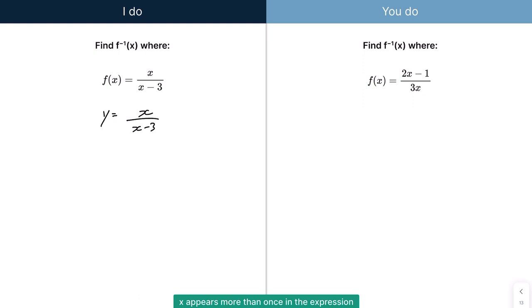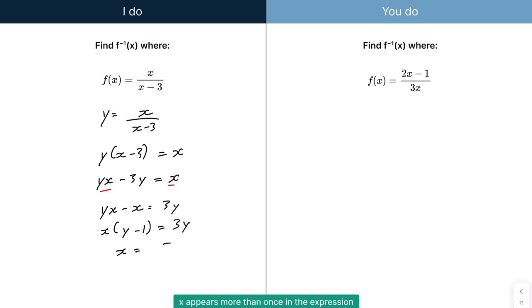So replace the y with the f of x. Rearrange this to make x the subject. So we can move the x minus 3 here. Now we want to expand this. Now we want to get the x's on the same side. So I'm going to move the x to the left. And I'm going to move the y to the right. And now I'm going to factorize the x out.